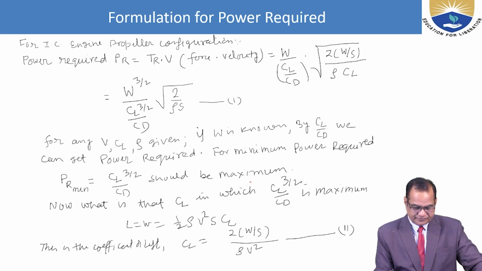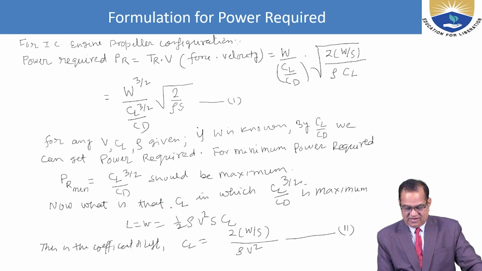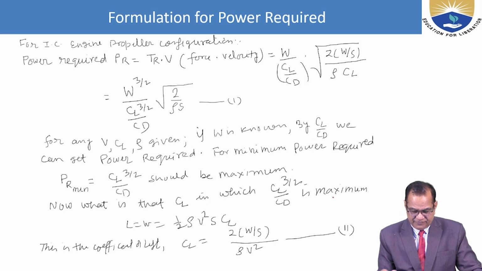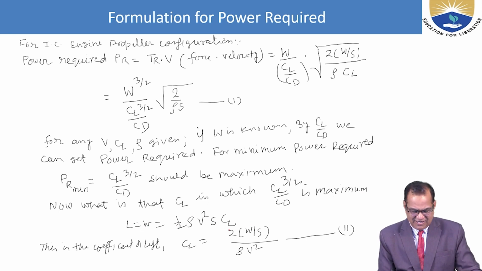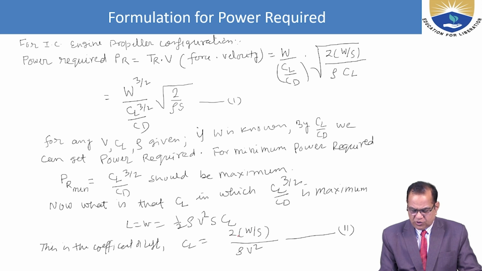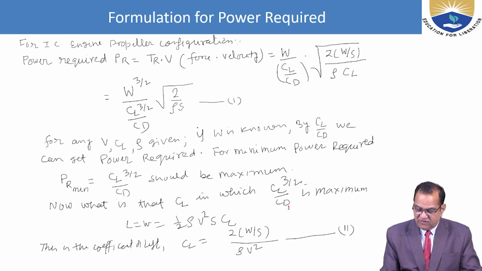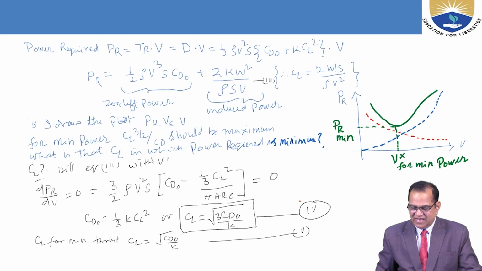the maximum. Now, what is that CL? In which CL to the power 3 by 2 by CD is the maximum? So L is equal to W is equal to half rho V square S CL. So CL is equal to 2W by rho V square S. So this is the CL at which if we fly, we will get CL by CD maximum.